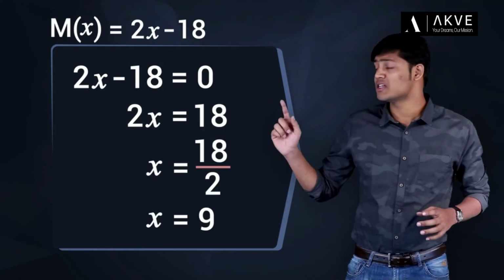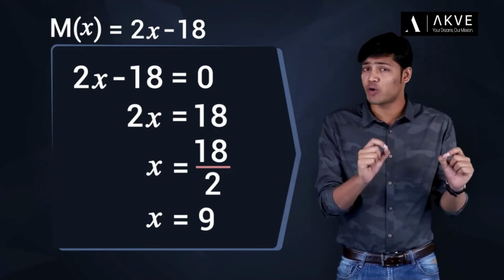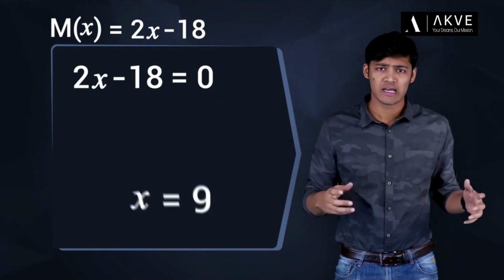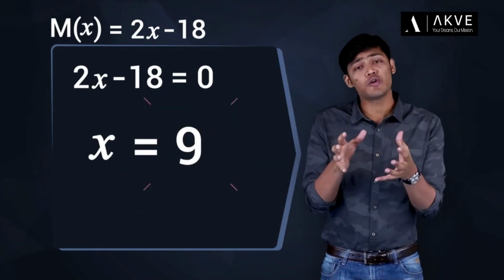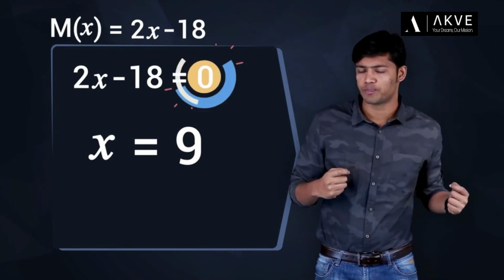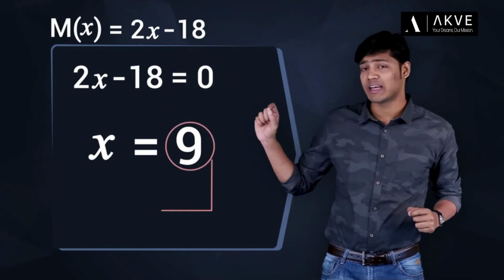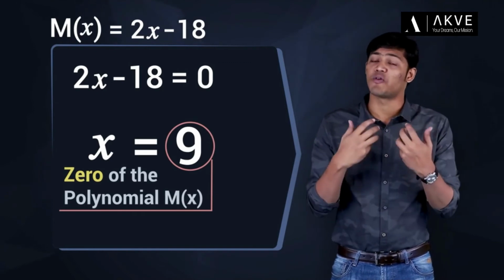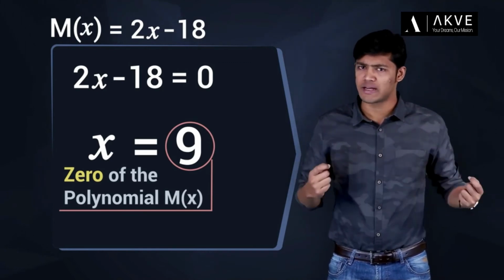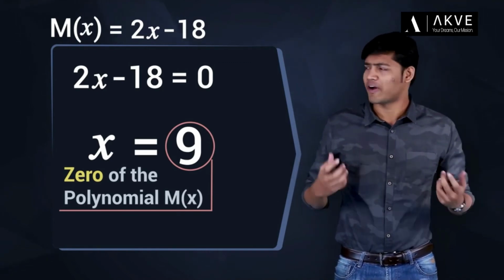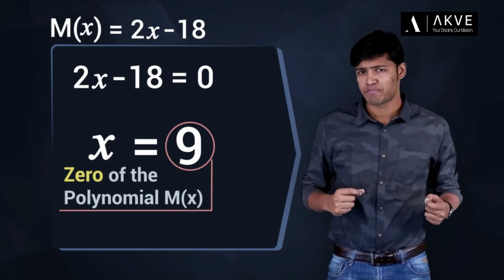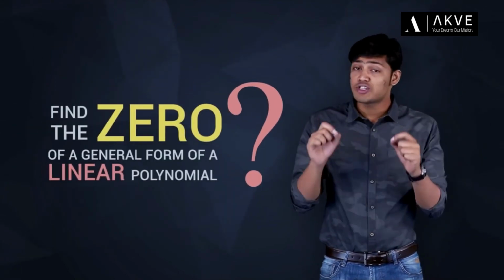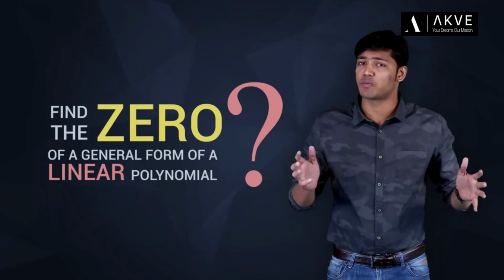Now, from this we can understand that when the value of the variable, that is x, is equal to 9, the value of the polynomial is equal to 0, which implies that 9 is the zero of the polynomial m of x equals 2x minus 18. It was easy to find the zero of this polynomial, right? Now let's try to find the zero of a general form of a linear polynomial.